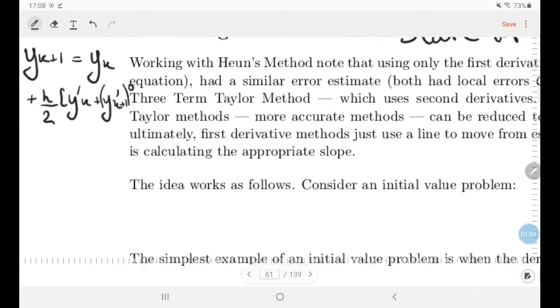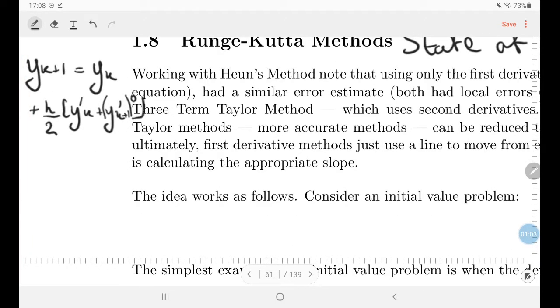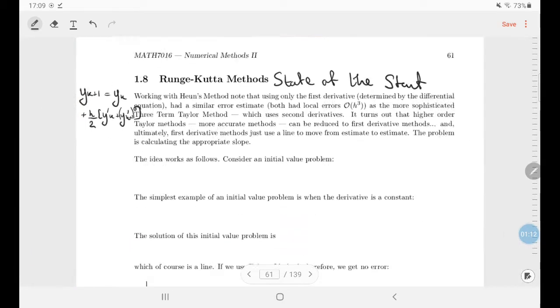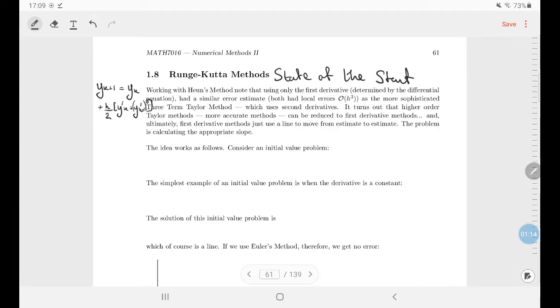So we'll just zoom in there, just see what I've actually done. So this is saying the next y value is the previous y value, step size over 2, previous slope, and then k plus 1, the next slope as predicted by Euler. Okay, and it only uses the first derivative. Now it uses two of them, but it uses only one of them.